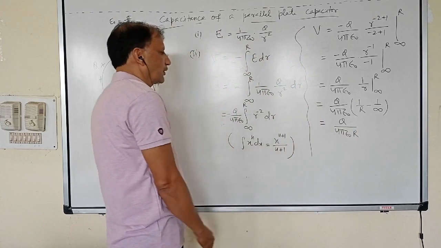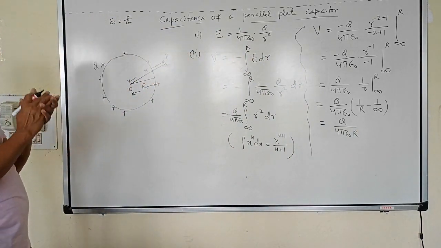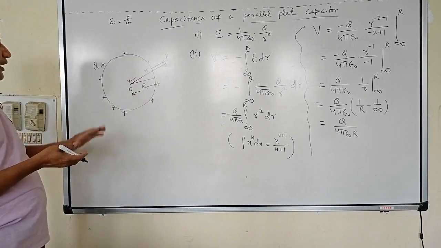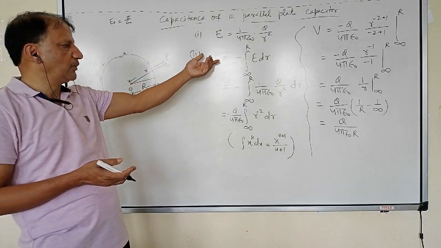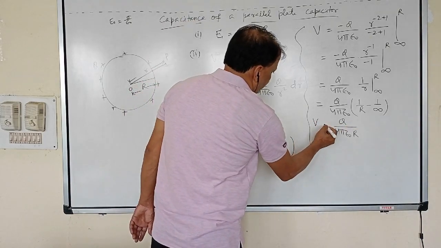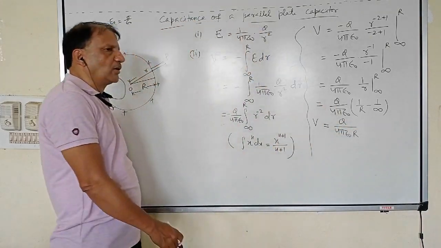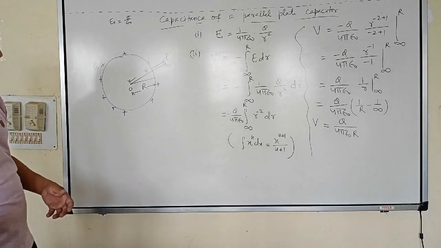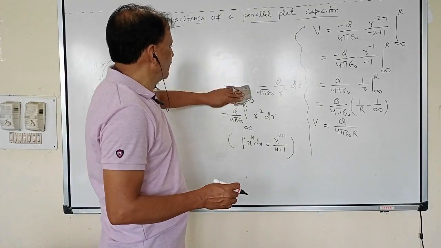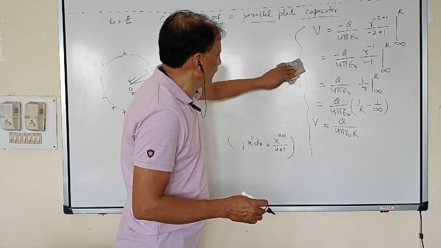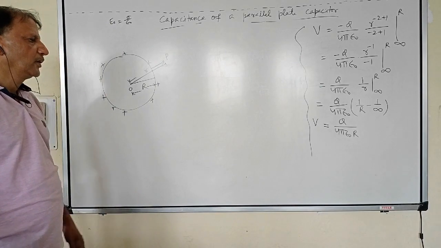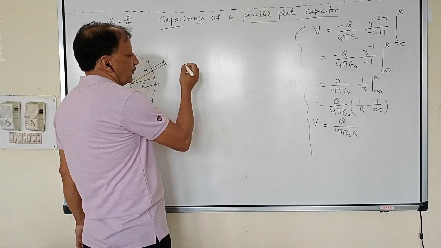Second step. First step, we calculated the value of electric field. Second, we have to find the potential difference. By using this, we have obtained V is equal to q upon 4 pi epsilon naught r. Now, third and final step, in order to find the capacitance of a single spherical capacitor having a single plate. In case of double plate, it will be different. Now, you see, third step, we have to find the value of capacitance.